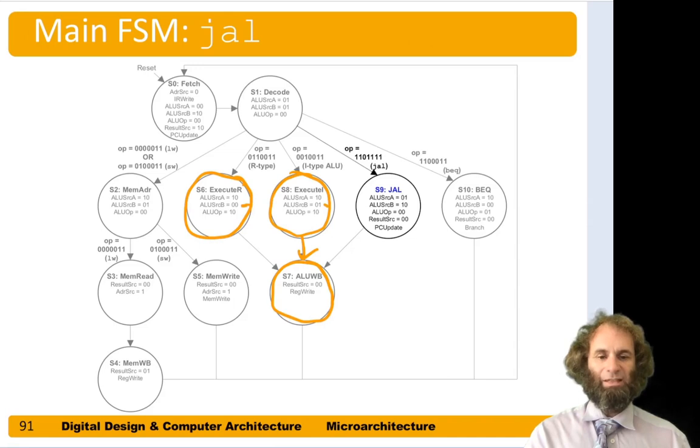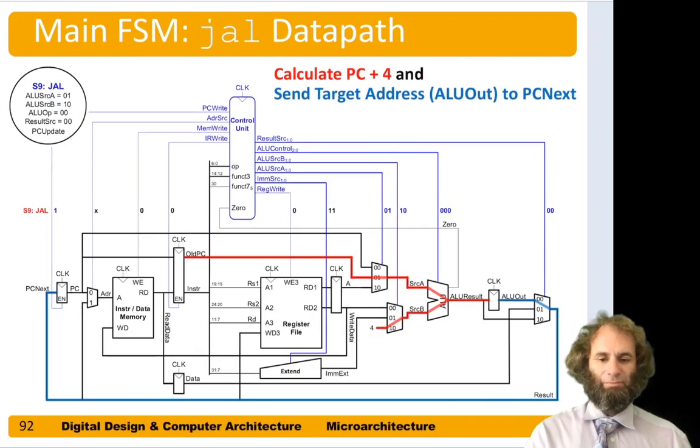Alright, next let's take a look at adding jump and link. This is a larger change, just like it was in the single cycle processor. So remember, jump and link has to do a few things. It needs to get the J-type immediate. It needs to write the program counter for sure, and it needs to calculate the jump target address.